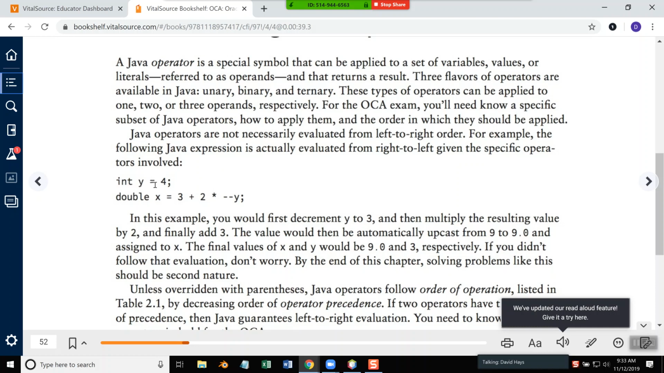First off, we've got int y is equal to 4, and then our semicolon, and then double x equals. Now, here we have 3 plus 2 times, and there's a negative here. So what this would do is it would first decrement y by 1. So the 4 would go to 3. And then it would do 2 times 3, which is 6, plus 3 would give us 9. Now, if you put the minus after it, then it lowers y by 1 after it does it.